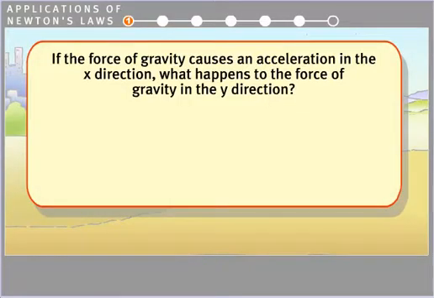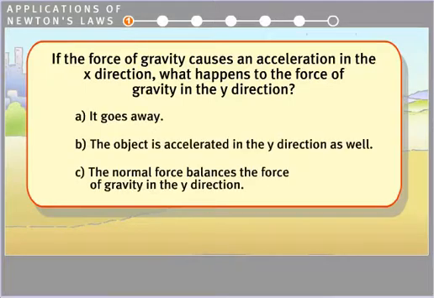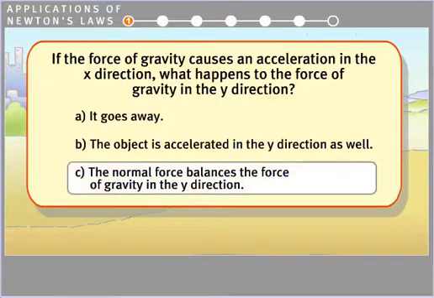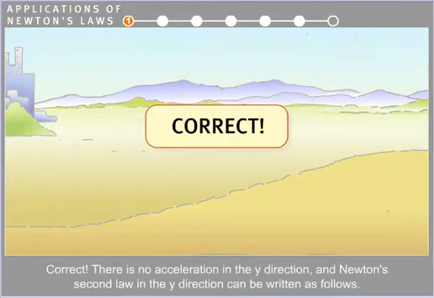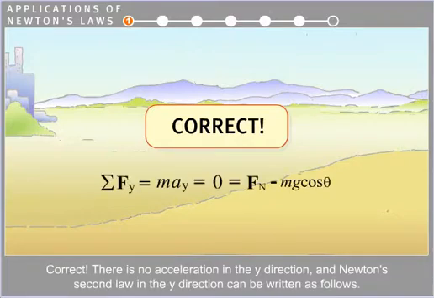If the force of gravity causes an acceleration in the x direction, what happens to the force of gravity in the y direction? Correct. There is no acceleration in the y direction, and Newton's second law in the y direction can be written as follows.